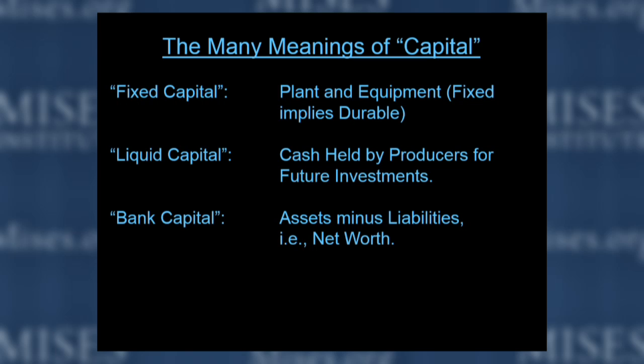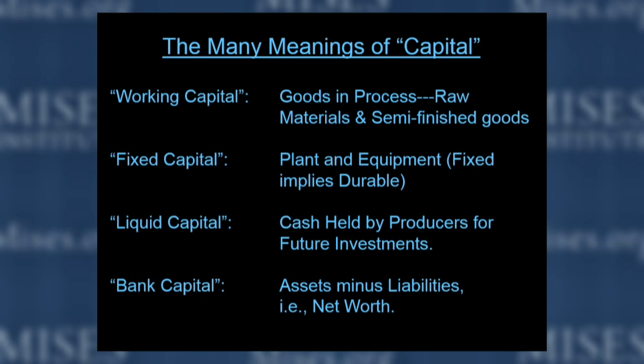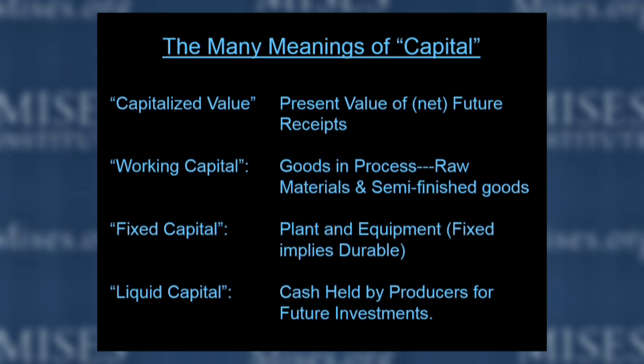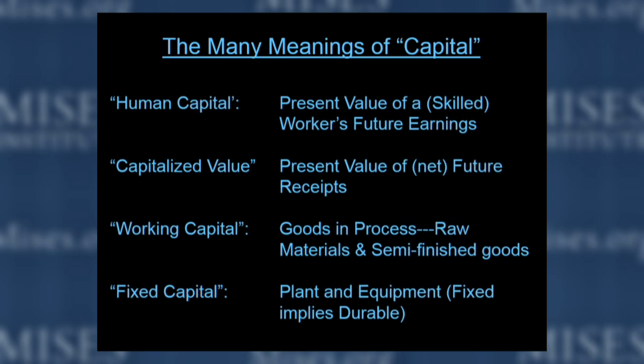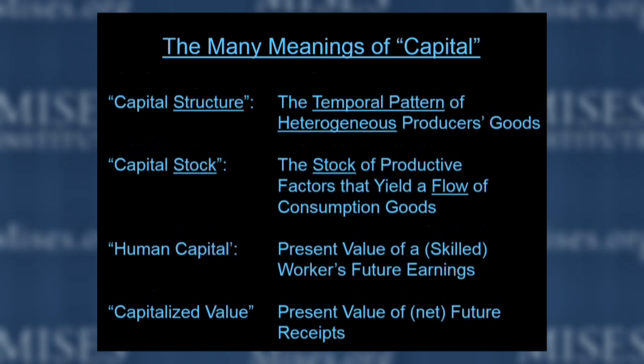What have we got now? Liquid capital. That's the cash held by producers for future investments. Now that does come into play with the Austrians, but less dramatically than some of the others. And fixed capital, that means plant and equipment. Fixed implies durable. There's working capital, and that's goods in process, raw materials, and semi-finished goods. Human capital, present value of a skilled worker's future earnings. We get that. Okay. And now I'm getting serious.